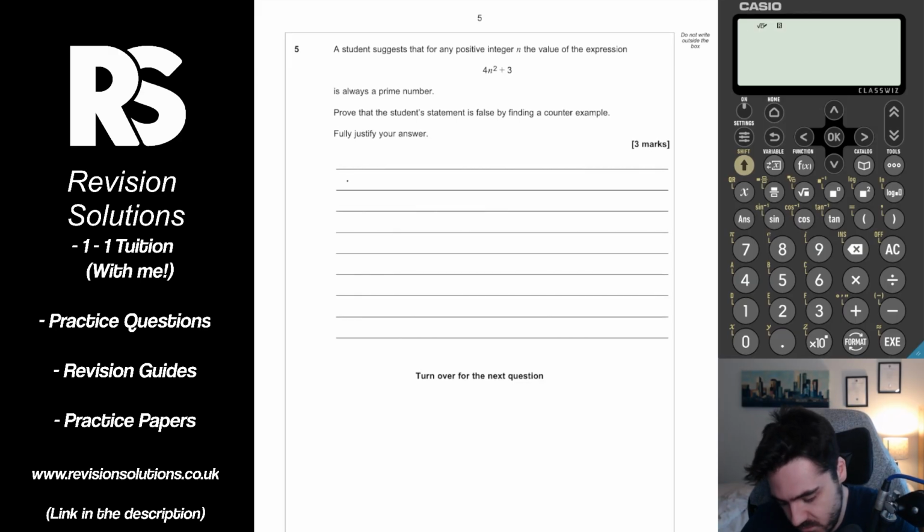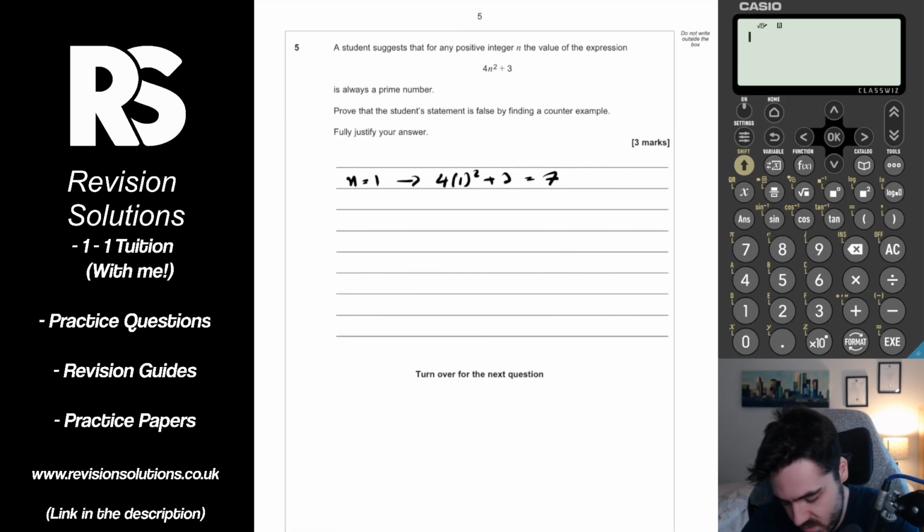So for n equals 1, we get 4 times 1 squared plus 3. That's 7. That is prime, so haven't found one yet. For n equals 2, we have 4 times 2 squared plus 3. That would be 16 plus 3 is 19. That's also prime. So keep going.